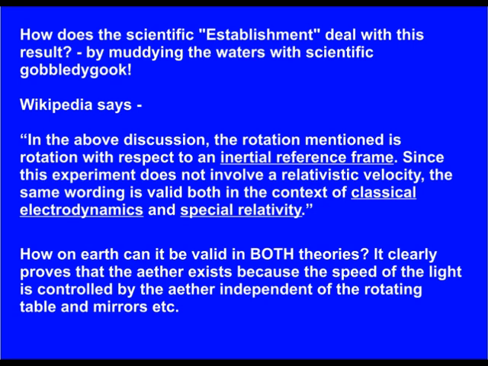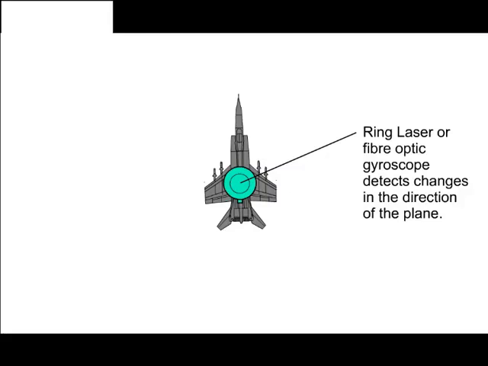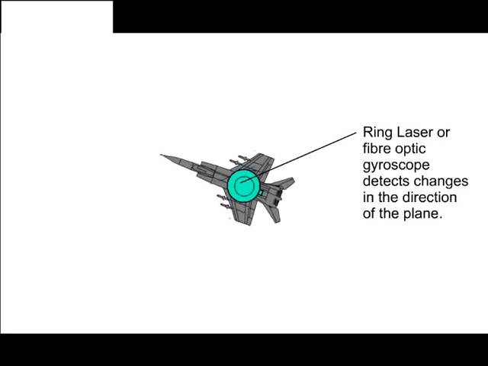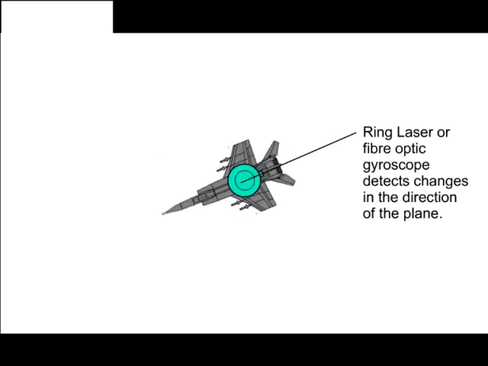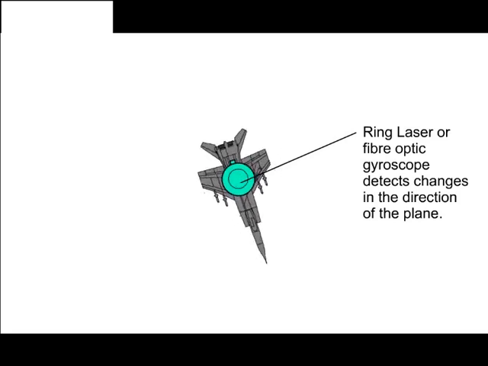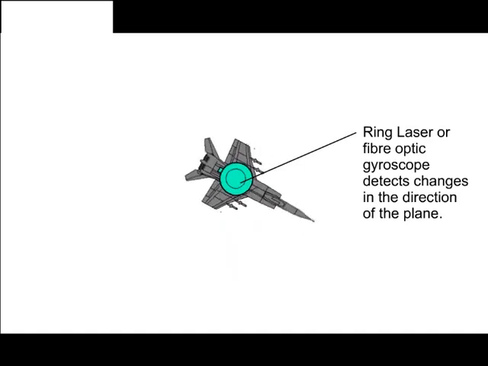How on earth can it be valid in both theories? It clearly proves that the ether exists because the speed of the light is controlled by the ether independent of the rotating table and mirrors. This Sagnac effect is used by airlines for their compass directions. As the plane turns, the change in the fringes is translated into a change in the direction of the plane that then registers on the cockpit compass.